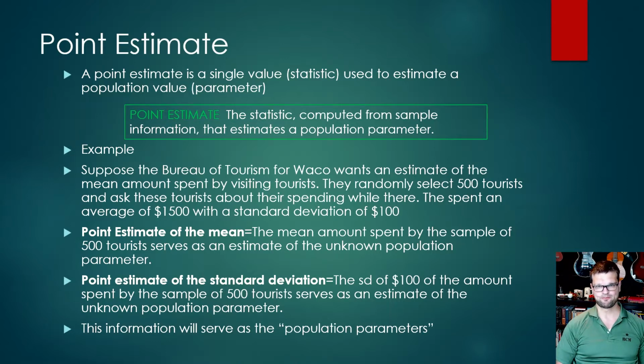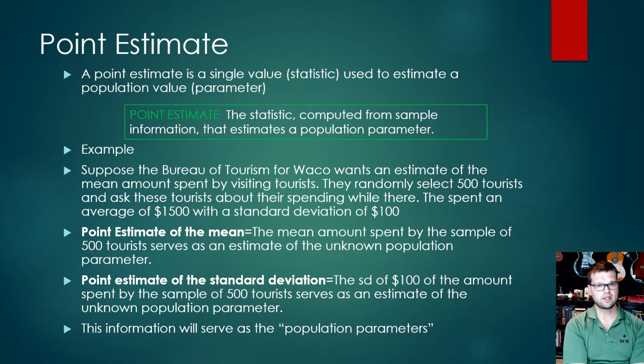For example, the Bureau of Tourism for Waco wants to estimate the mean amount spent by visiting tourists. They randomly select 500 tourists and ask these tourists about their spending while they're there. They spent an average of $1,500 with a standard deviation of $100. So in this particular situation, we have a point estimate of the average amount spent, and we also have a point estimate of the standard deviation.